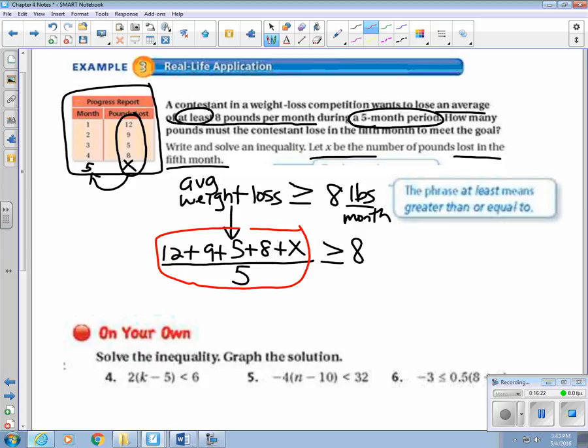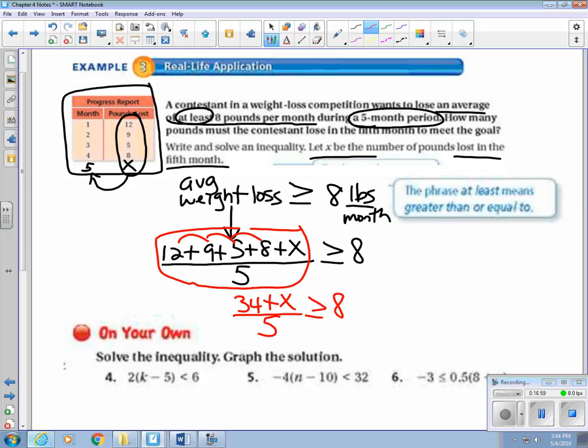So what I want to do is get rid of this 5. But first, I could add up all these other numbers in the top and then add X. Let me rewrite this before getting rid of that 5. 12 plus 9 is 21, plus 5 is 26. 26 plus 8 is 34. So I'm going to have 34 plus X in the front seat of the car, or in the numerator, divided by 5 in the denominator, and that's going to be greater than or equal to 8.